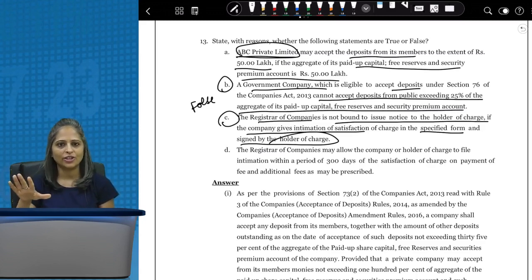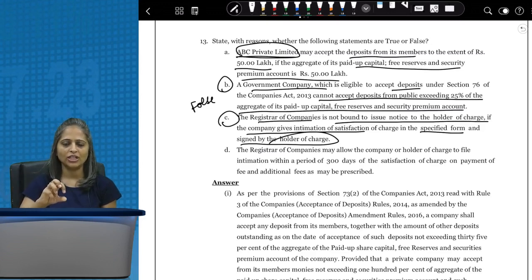So when the satisfaction of charge is done, you will have to intimate the Registrar that the satisfaction of charge is done. But only because you as a company are saying that the satisfaction of charge is done, the Registrar will not take it into account. It will ask the holder of the charge whether this charge has actually been satisfied or not. It will take a confirmation from the holder of the charge and only then record the satisfaction of the charge.